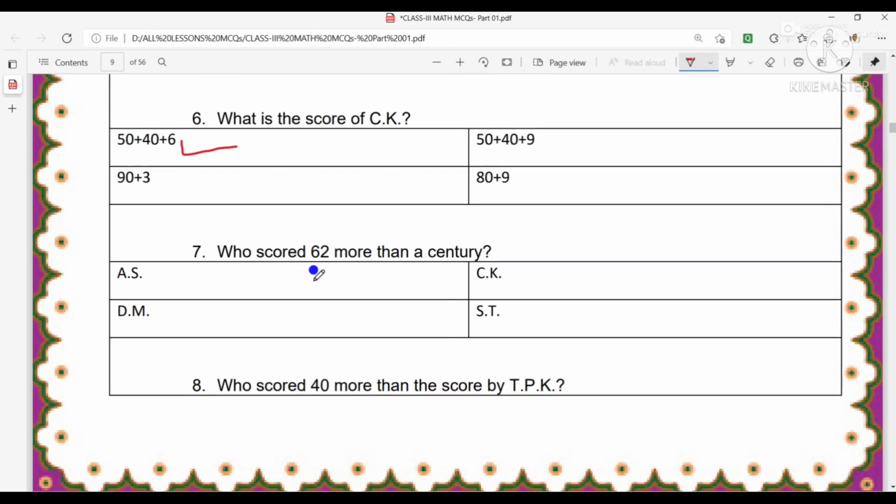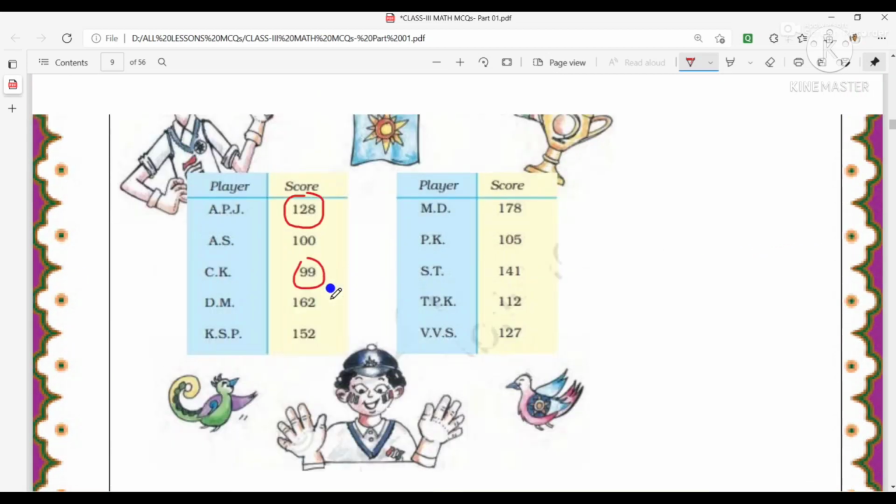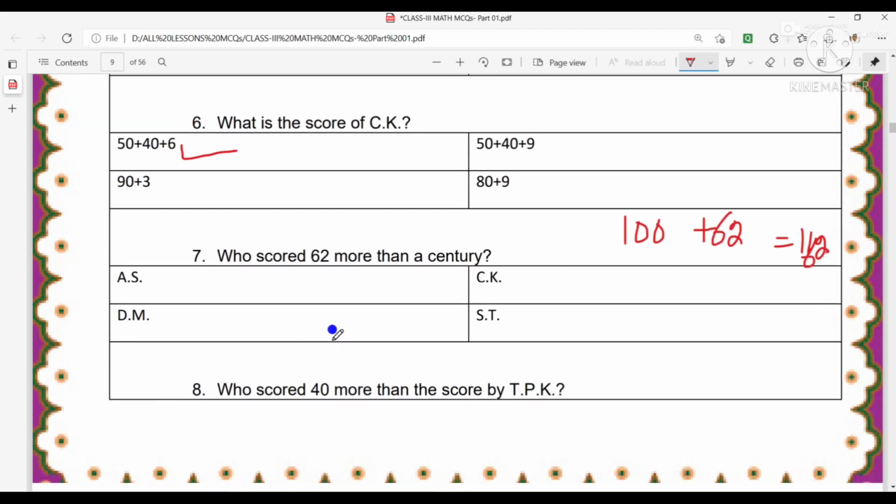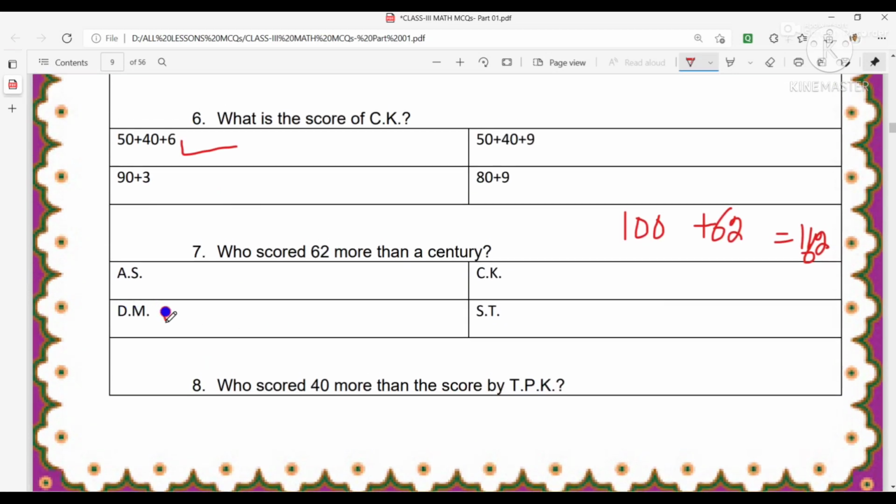Then who scored 62 more than a century? Century means 100. 62 more than that, so 62 plus 100 equals 162. So we have to find out who had scored 162. Yes, DM. So the answer will be DM.